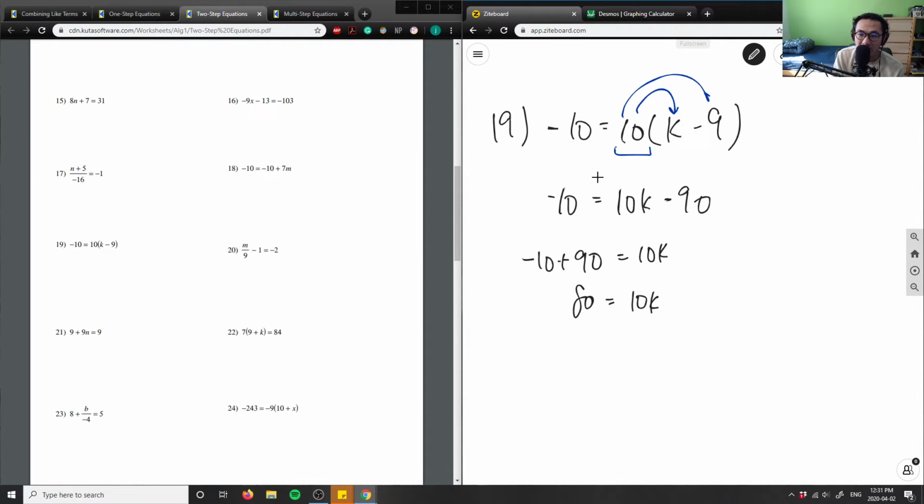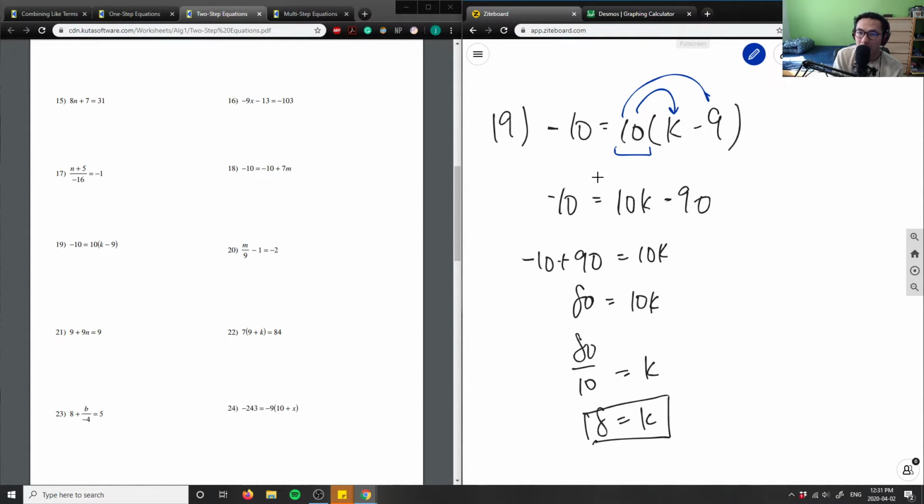And then I have to get rid of this 10. It's beside this k, and I want variables on one side only. 10 times k is multiplication, so I want to do the reverse operation, which is division. So I'm going to divide both sides by 10. So 80 divided by 10 equals k. And 80 divided by 10 obviously equals 8. So 8 equals k will be my final answer.